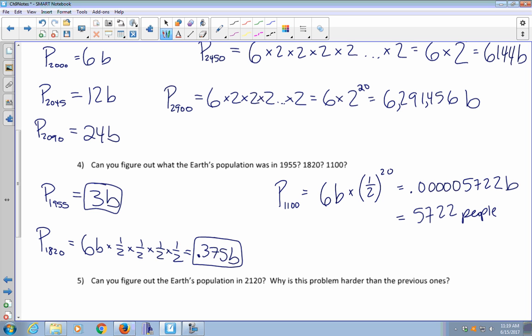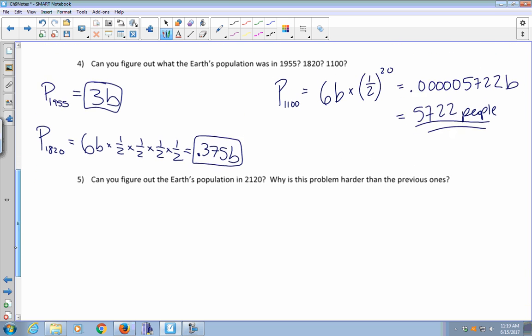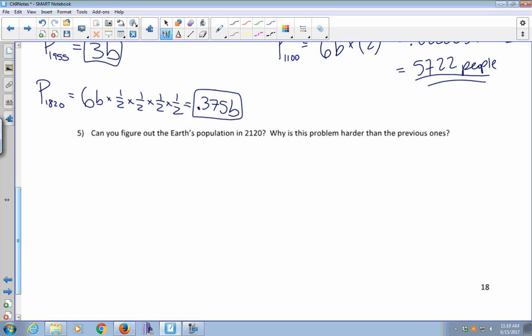Seems like there were more people than that in the year 1100. It's probably not a great model to go that far from the year 2000. All right, a harder question would be to figure out what was the world's population, or what will it be in the year 2120. So let's see, how many years is that from 2000? It's 120 years.